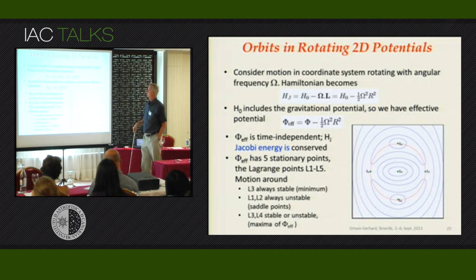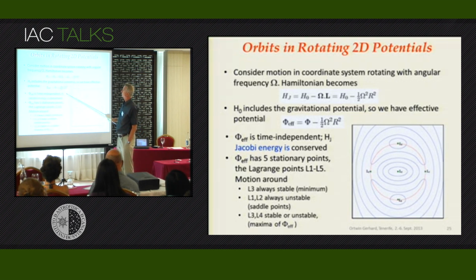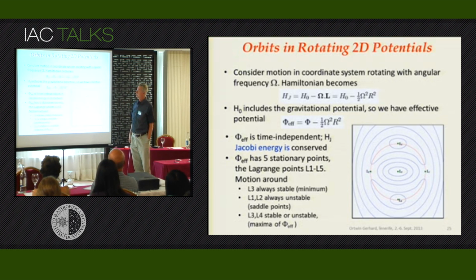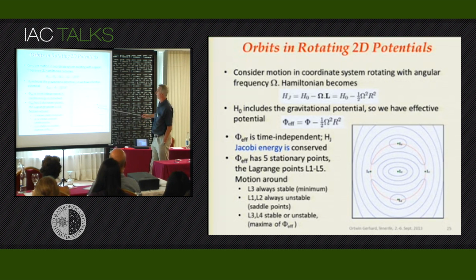And so again, we can write an effective potential, which now is somewhat different. It's given by the original potential determined from the mass distribution using Poisson's equation, if you like, and then minus 1/2 omega squared times r squared. And so this phi_eff is time independent. And so it means that this H_J function is conserved along the orbit. So it's the quantity that replaces the energy in a rotating potential, and it's a strict integral of motion in such a uniformly rotating coordinate system.